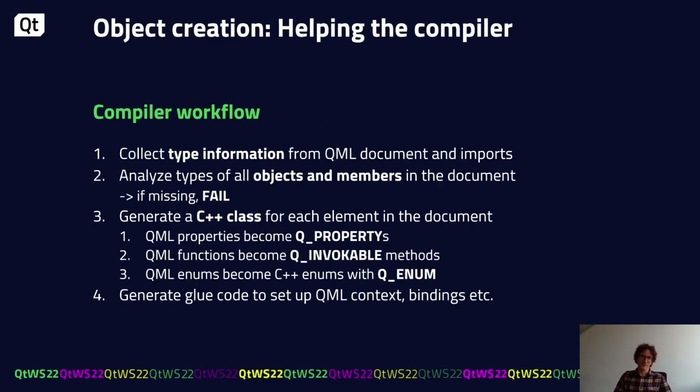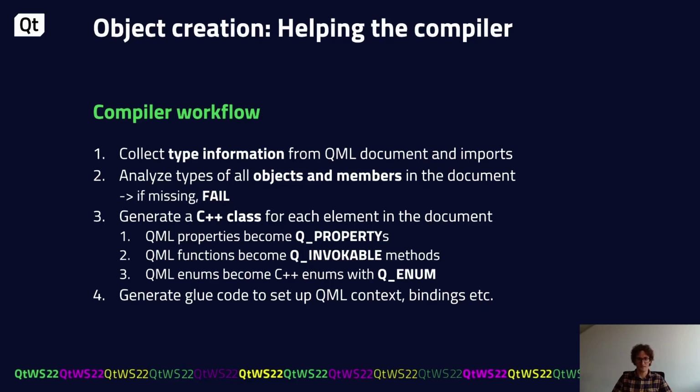With that out of the way, let's look at the object creation compiler. What can you do there? First, what does the compiler do? It collects type information from the QML document and its imports. It analyzes the types of all objects it remembers in the document. If something is missing, it fails. So this gives you a compile error. That's in contrast to QML Cache, which only omits the function and generates no C++ code for it. In qmltc, if you're using qmltc, it will fail.